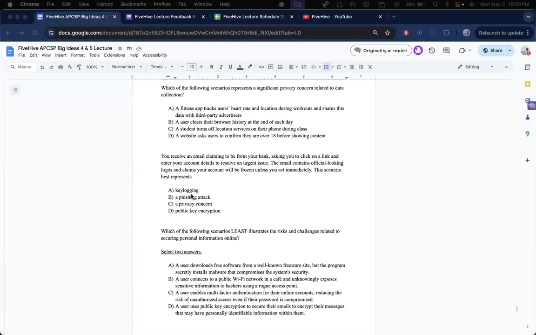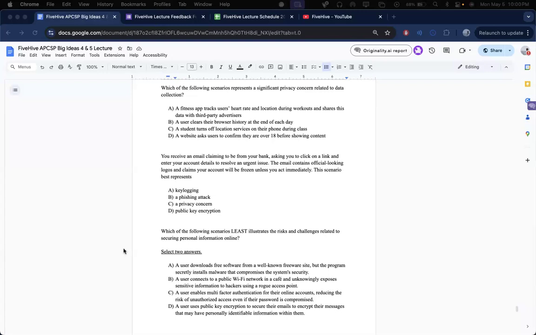Key logging we said was tracking your key movements. Phishing attack is the email, right? Privacy concern is not this. And public key encryption? Well, the email could be publicly encrypted, but the whole bank thing is talking about phishing, right? Yeah, three is definitely the hardest. Oh, I appreciate that. Thank you.